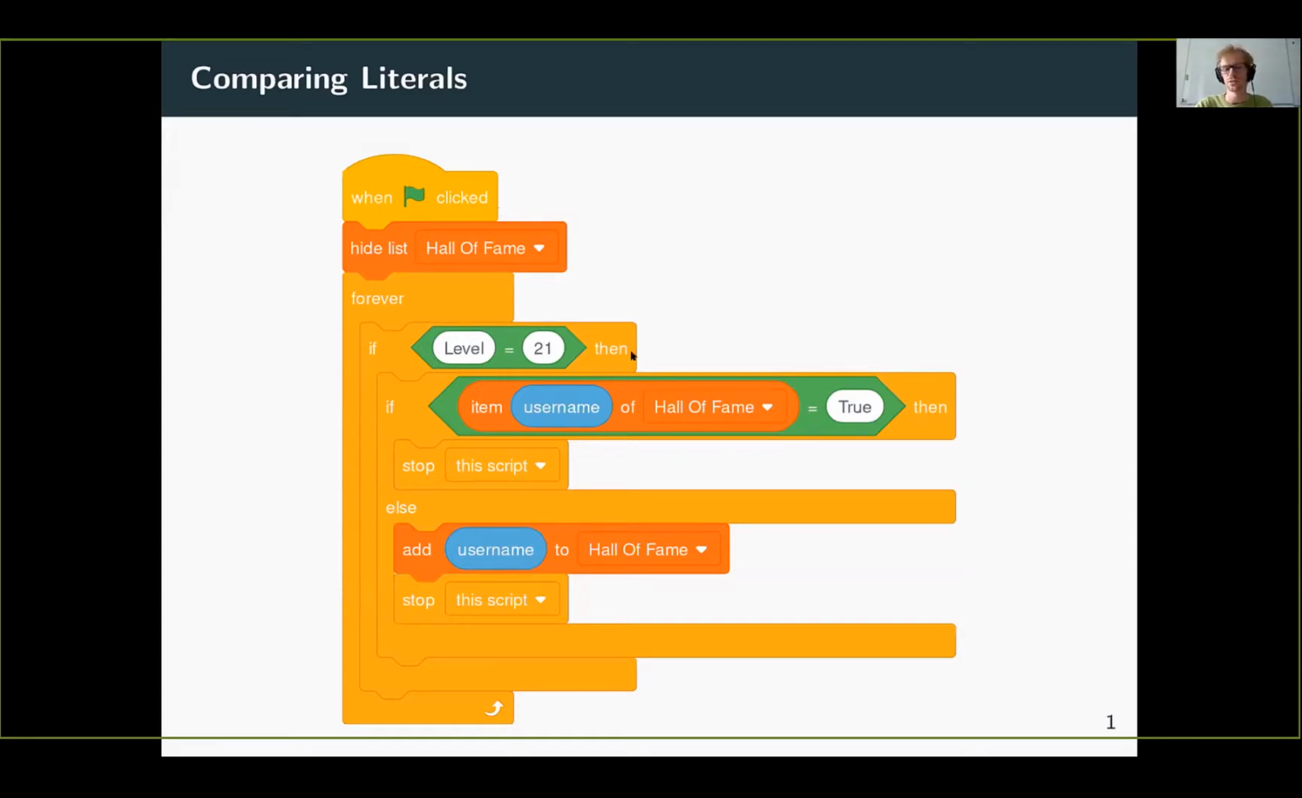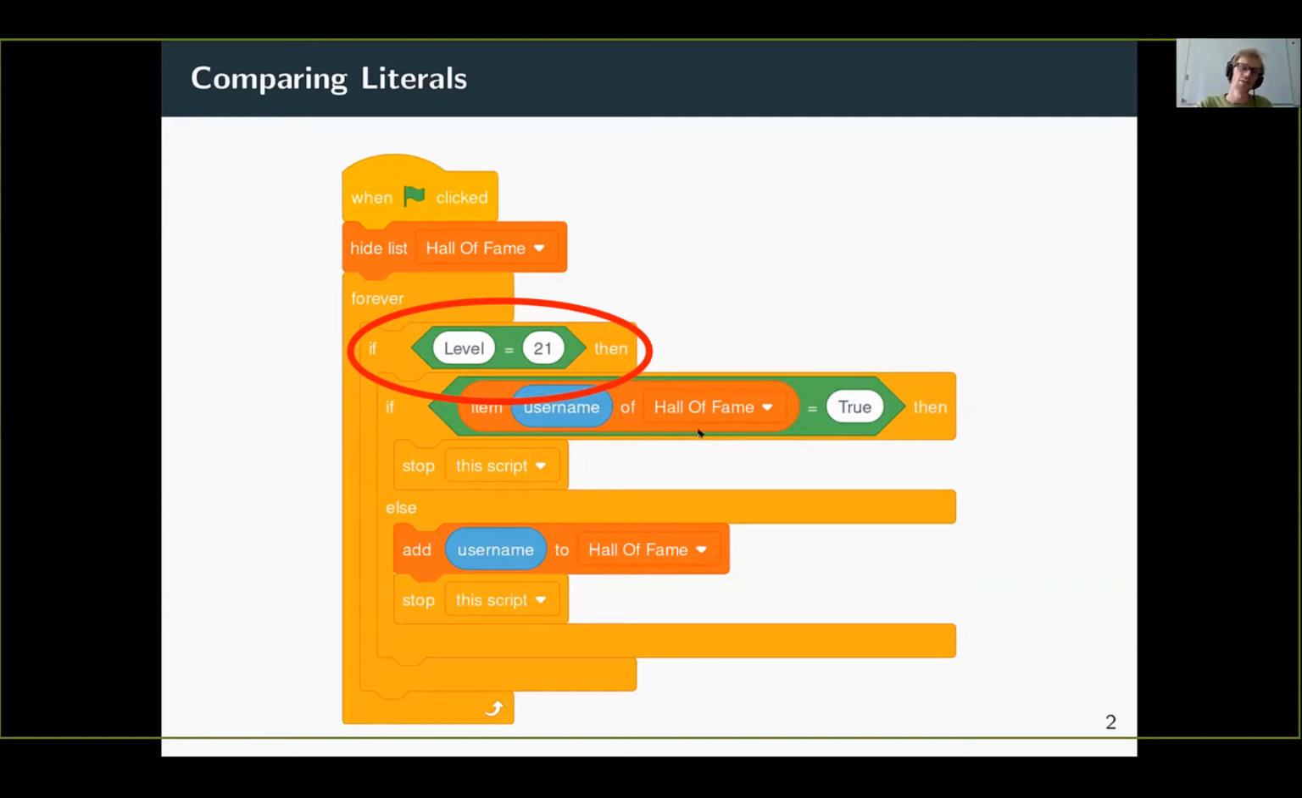But if you take a closer look here, you can actually see that we compare the string level with a number 21. So what this means is that, of course, this will always be false, and the if block is never executed, and no one can actually enter the Hall of Fame in this game. And this must be fairly frustrating for the programmer or for the player. And it means that simply the game does not work as intended.